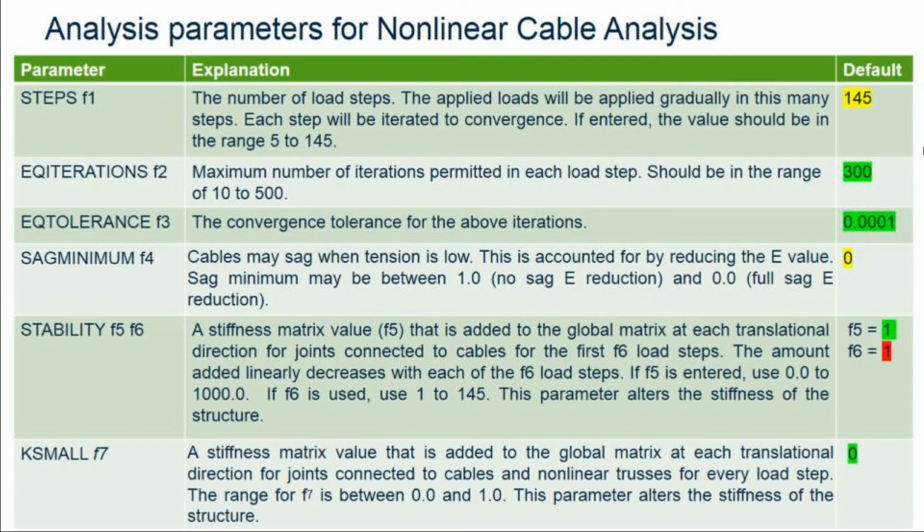Sag minimum. Cables may sag when tension is low. All of us know this. This is accounted for by reducing the E value, the Young's modulus value. Sag minimum may be between 1 and 0. 1 means no sag E reduction. 0 means full sag E reduction.